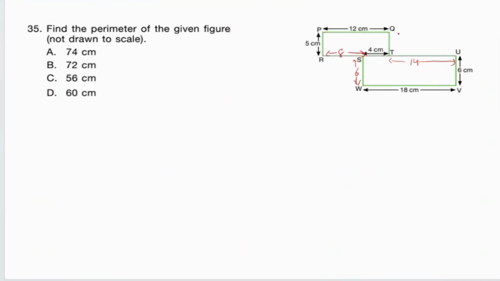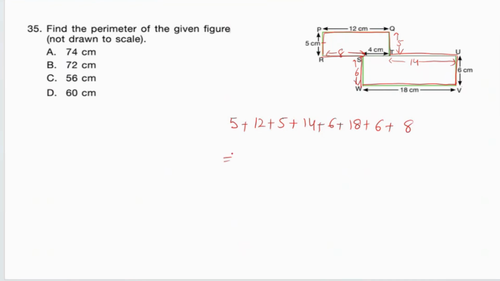Okay, and now I'm left with this side. So Q2 is equal to 5, right? Now I have found all my sides. Now what do I have to do? I have to add all the sides. I will start from here. 5 centimeter plus, now I'm going to take this side, that is 12. Now this side, that is 5. Now this side, that is 14. Now this side, that is 6. Now this side, that is 18. Now this side, that is 6. This side, that is 8. I have already taken that 5.